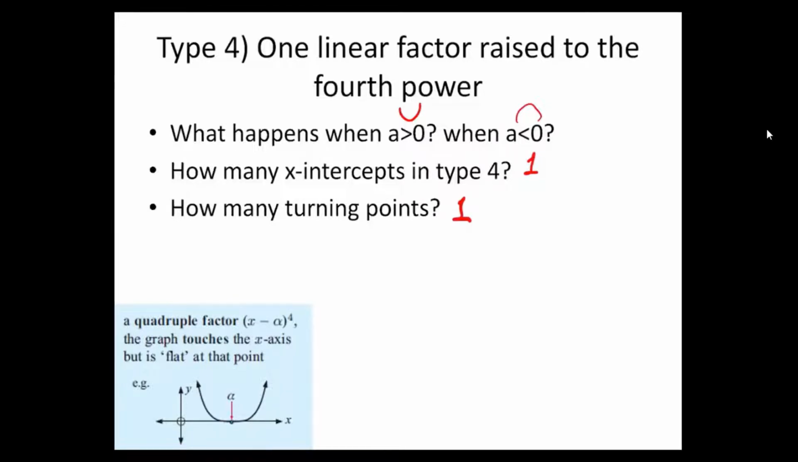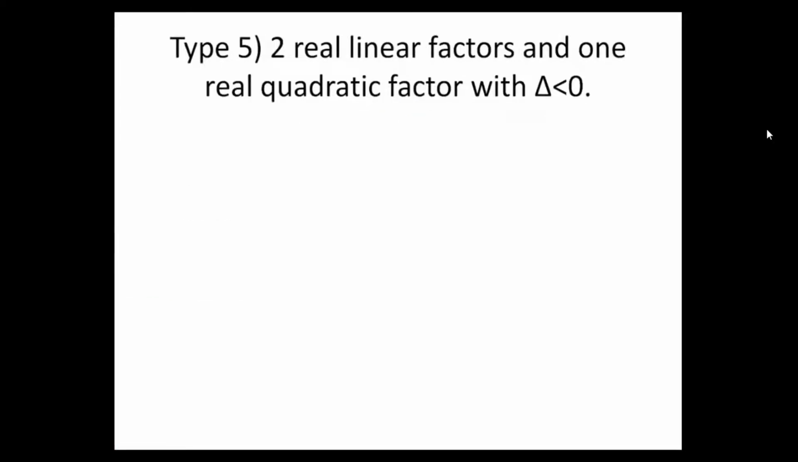Can we move on to number 5? Starting from number 5 and 6 is slightly more complicated because now we don't have real answers anymore, because we covered all the cases of real roots from type 1 to type 4. So type 5 is going to be 2 linear factors and 1 quadratic factor.